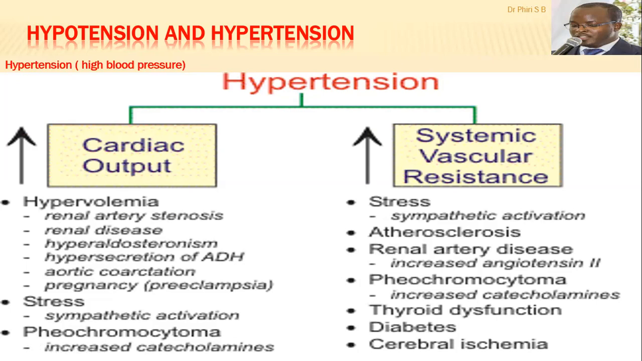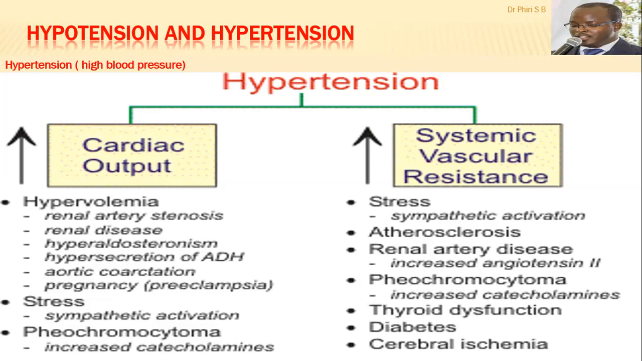Okay, so an increase in systemic vascular resistance in case of stress, you have sympathetic activation, vasoconstriction of those small arteries and arterioles that will increase the total peripheral resistance, blood pressure will increase. Atherosclerosis, this is abnormal deposition of fat materials in the inner wall of the blood vessels. That will also increase the pulse pressure.